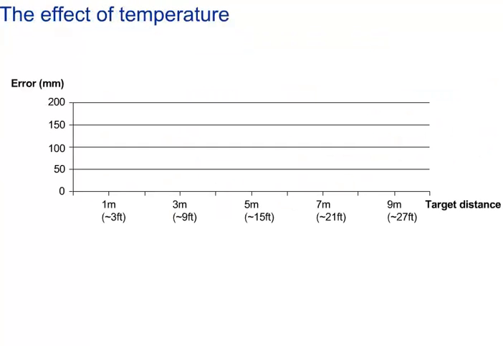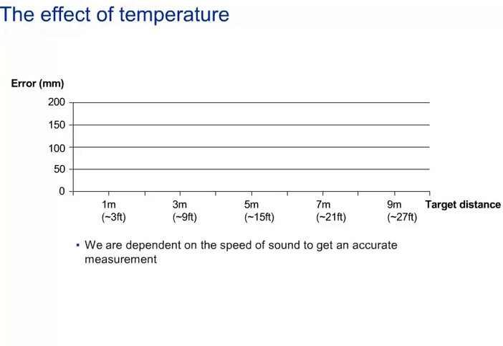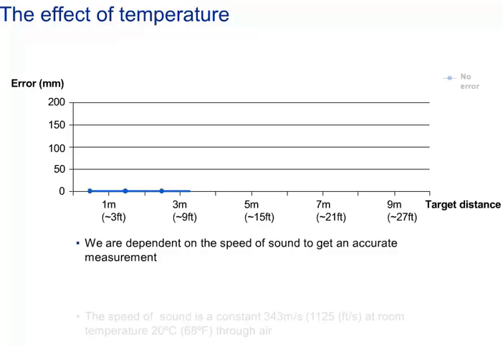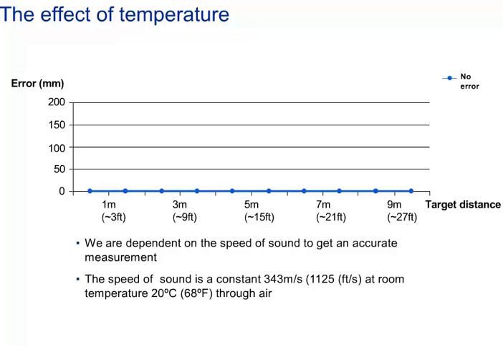In the previous slides, we observed the basic technical principle of ultrasonic level measurement. In the following slides, I would like to present the influencing factors of ultrasonic level measurement to you. Let's take another closer look at the principle of time of flight measurement. Using time of flight means our accuracy depends largely on our ability to know the speed of sound at any given time. The speed of sound is 343 meters per second at a room temperature of 20 degrees Celsius, or 68 degrees Fahrenheit, through air.